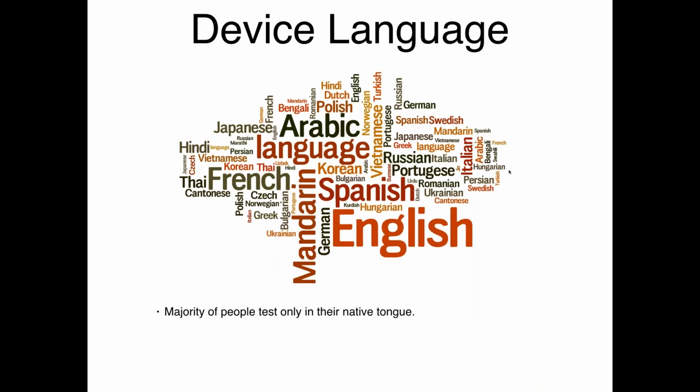Same goes for device language. A lot of people, the majority of people, only test with their native tongue, which makes sense. Most people know one language, and they're not going to test all the different languages their app supports. But you need to, and this is where automation comes into play, to be able to test all these different languages.